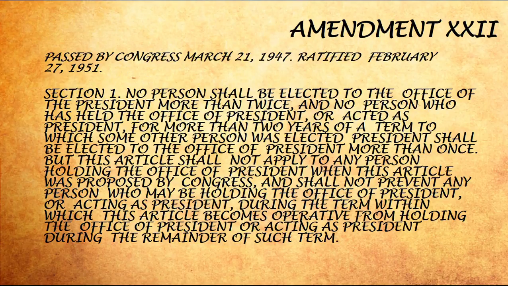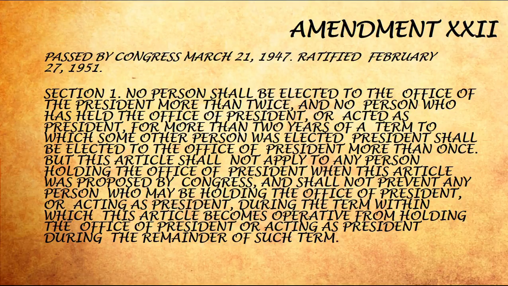The 22nd Amendment, passed by Congress March 21st, 1947, ratified February 27, 1951. Section 1. No person shall be elected to the office of President more than twice, and no person who has held the office of President or acted as a President for more than 2 years of a term to which some other person was elected President shall be elected to the office of President more than once.